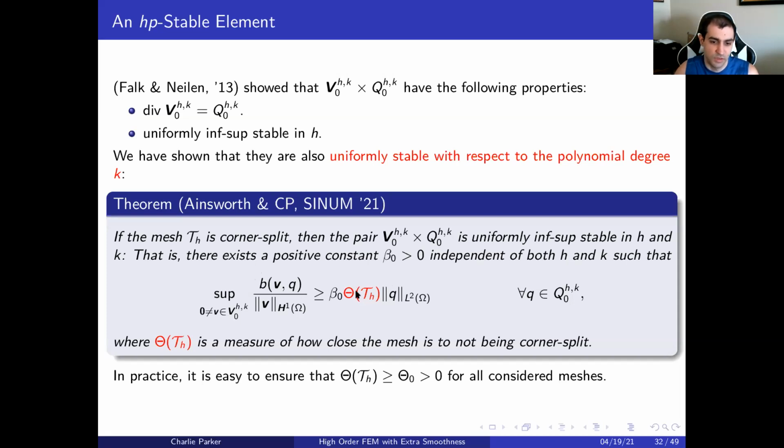But here we have this weird factor theta of T_h, which measures how close the mesh is to not being corner split. But again, it's easy to ensure that this is uniformly bounded below. So in essence, you have uniform inf-sup stability.